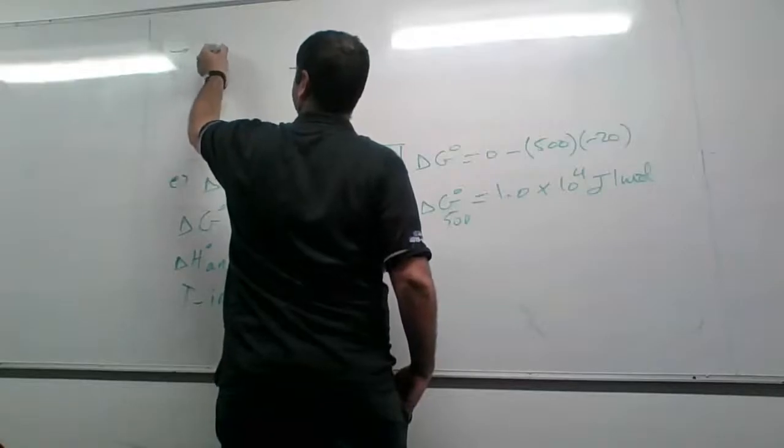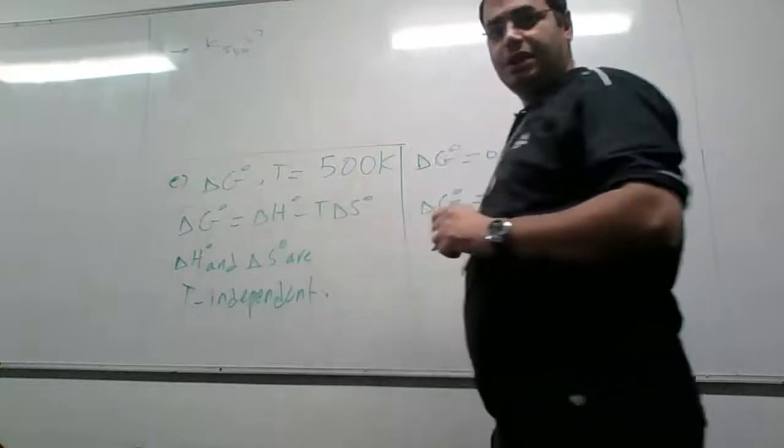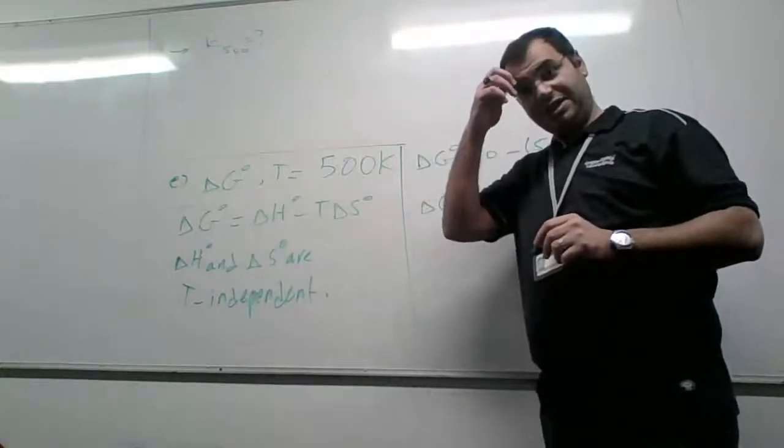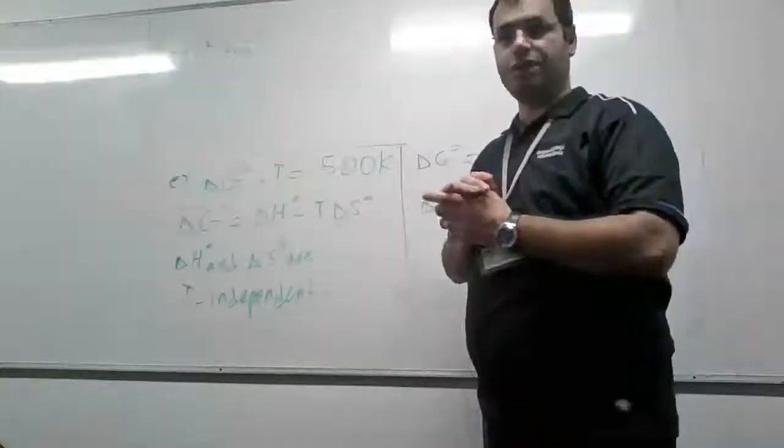He wants to calculate K, the equilibrium constant, at 500. Now use the equation that we talked about.